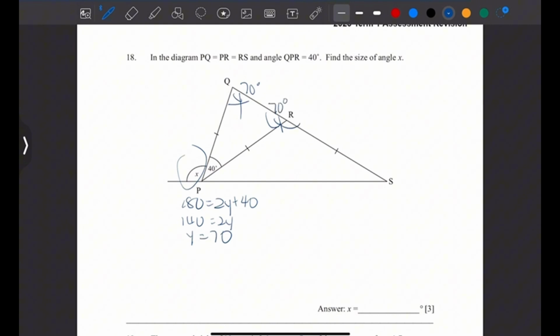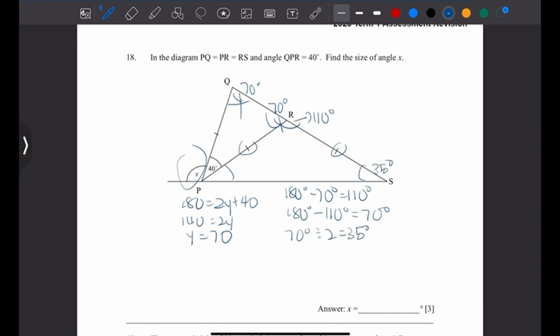Now, we want to find angle R. So we'll use 180 minus 70 because it is an angle on a straight line. You get 110. Here is 110. And as you can see, this is also an isosceles triangle. So we will use 180 degrees minus 110, we get 70. 70 divided by 2, you get 35 degrees. So here's 35, and here's 35.